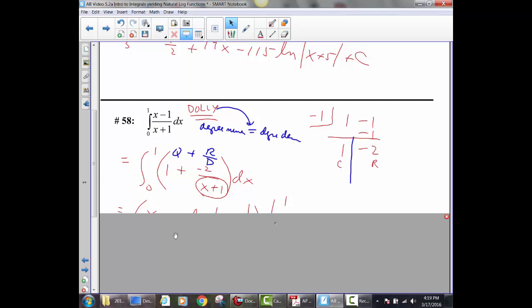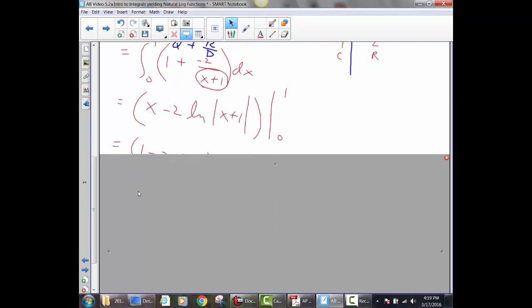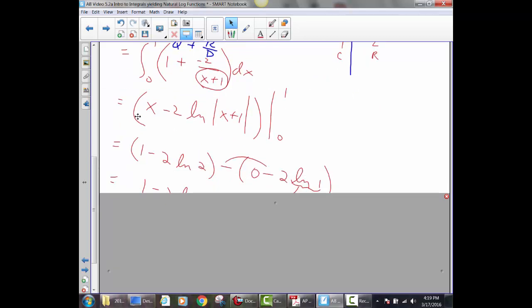because my remainder is negative 2 and my divisor was x plus 1. I integrate 1, I get x. I have minus 2, and then I integrate 1 over u du. You can let u equal x plus 1. Your du will be dx. Now, but then we're also evaluating that from 0 to 1. So if I plug in 1, I get 1 minus 2 ln of 2 minus parentheses. Then I'm going to plug in 0.